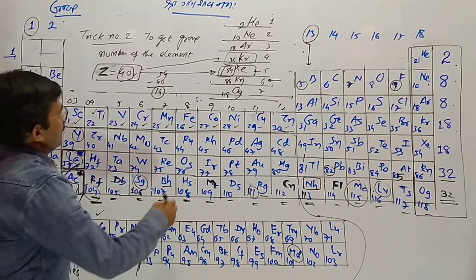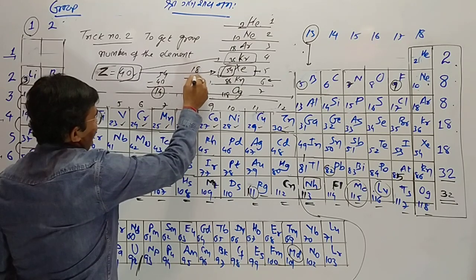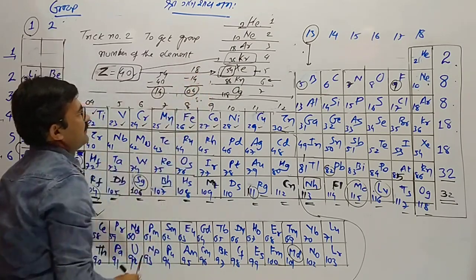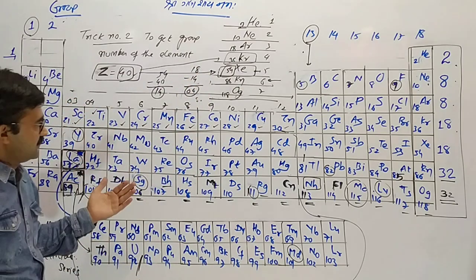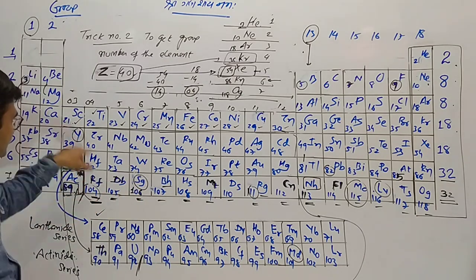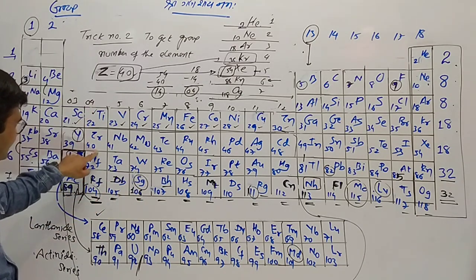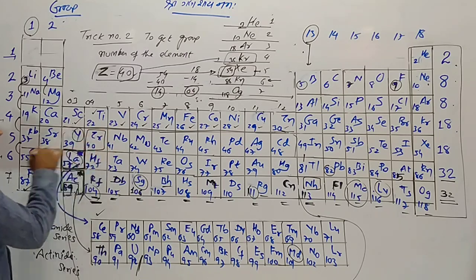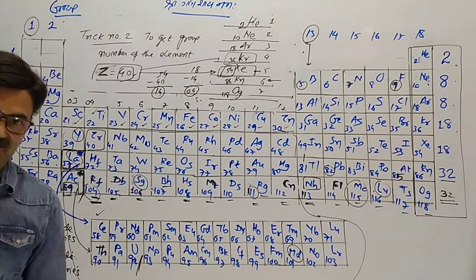And 14, now we have to subtract from 18. 18 minus 14, so 4. So here group number 4. Zirconium. Understood?